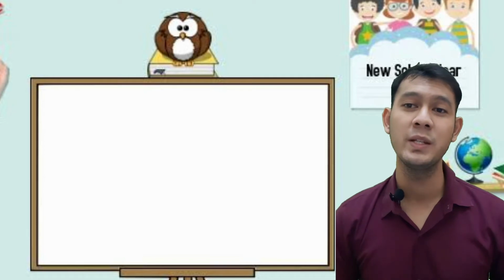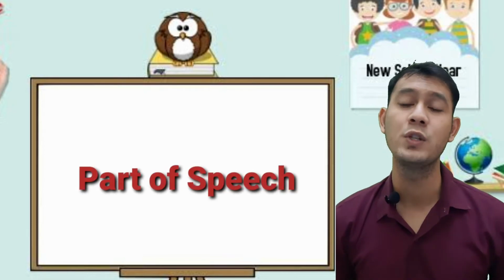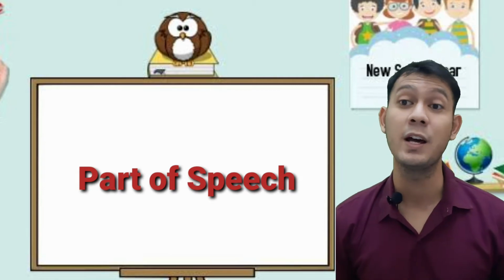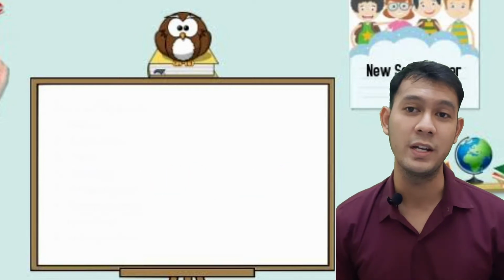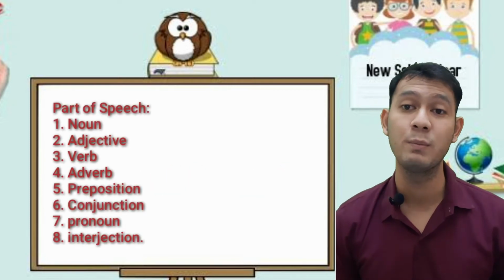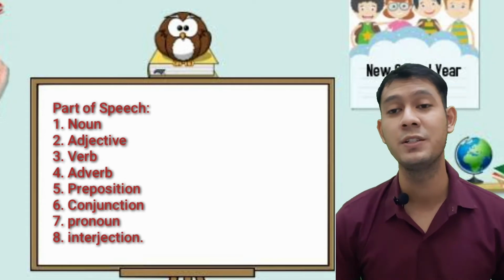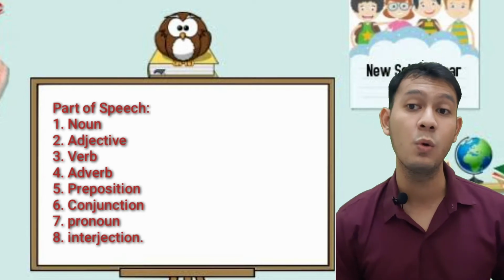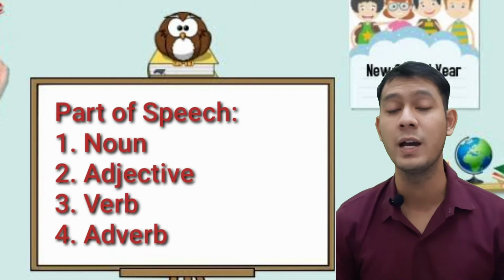In this video, we will discuss part of speech. What is it? Apa sih part of speech itu? Dan bagaimana cara menggunakannya? Let's get started our discussion. Part of speech actually consists of 8. Noun, adjective, verb, adverb, preposition, conjunction, pronoun, interjections. They are part of speech. However, in this video, we only learn 4 of them, yaitu noun, verb, adjective, dan juga adverb.